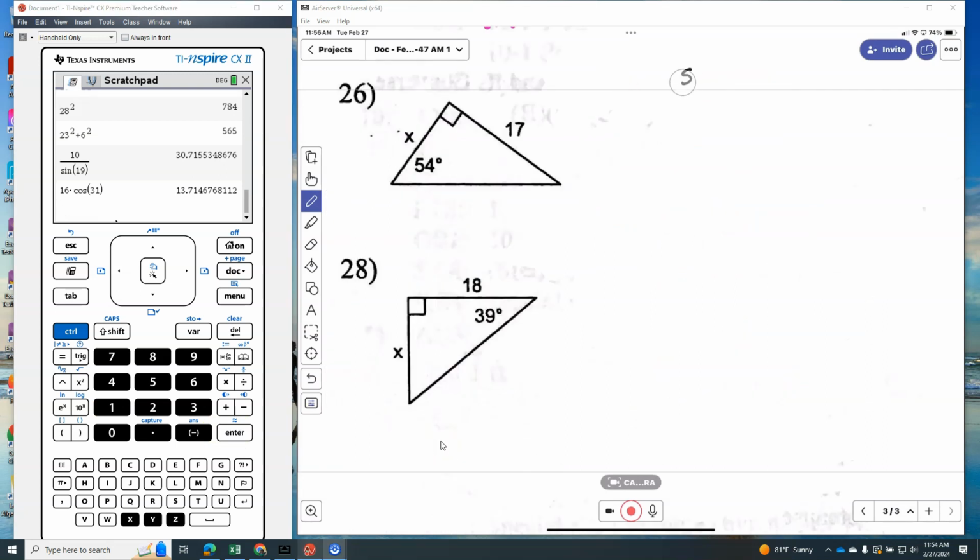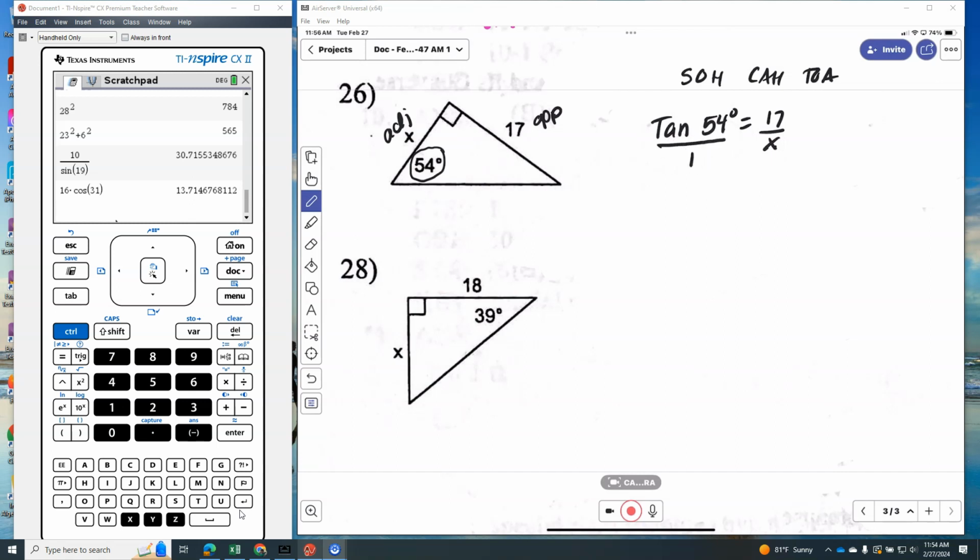So we're going to use the mnemonic statement. So TOA. You look at the angle. You have the opposite over the adjacent. So in this case, it will be tangent. So you're going to write tangent of 54 is equal to opposite. In this case, it's 17 over x. Make this into a fraction.